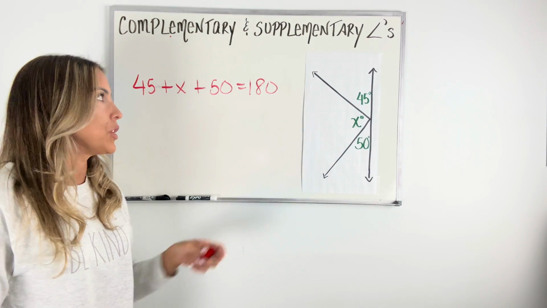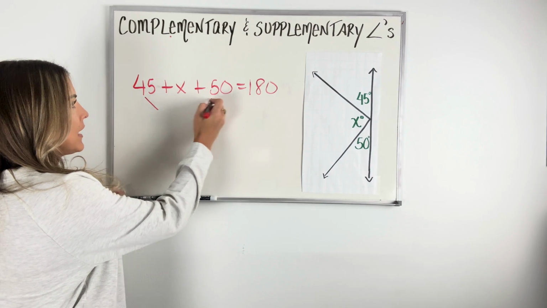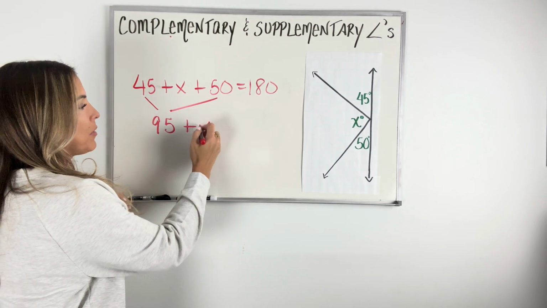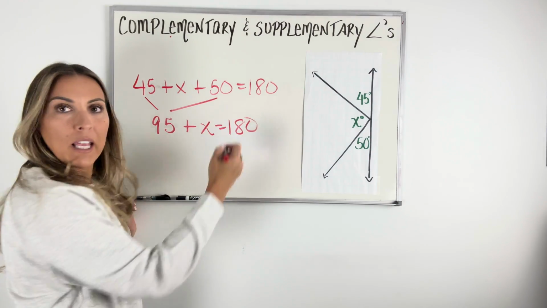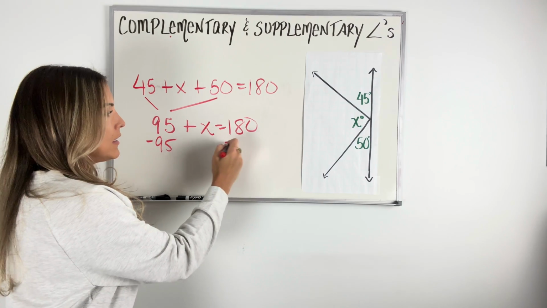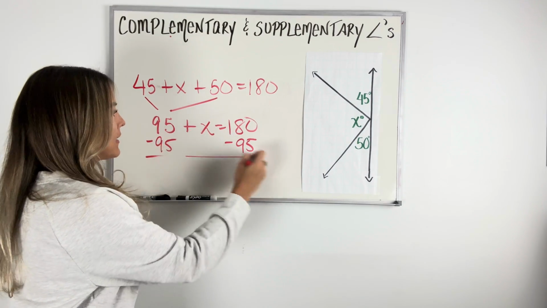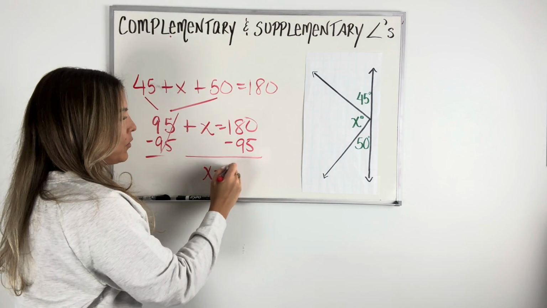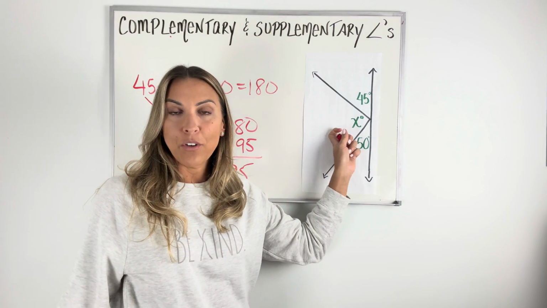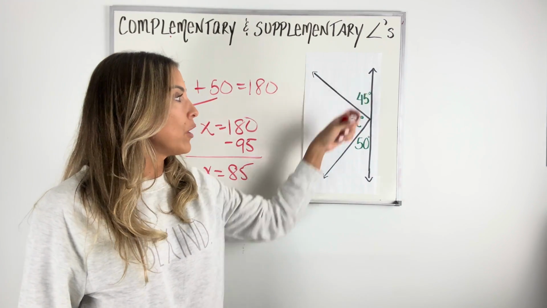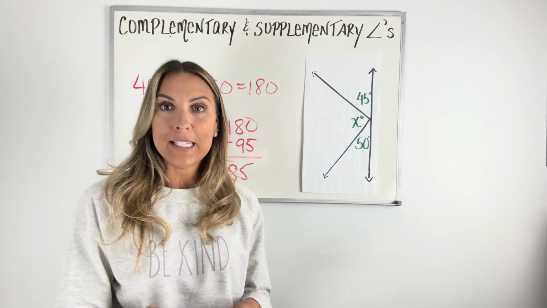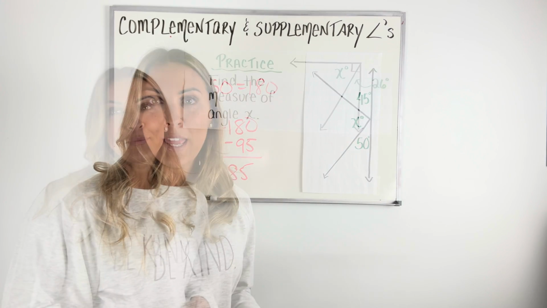They are all supplementary. All right, now I'm going to combine these like terms that I see, the 50 and 45. So now I have 95 plus X is equal to 180. We're just solving a one-step equation here, so we're going to subtract 95 from both sides to give us that X by itself. So we get X equals 85. So this angle in the middle here is 85 degrees. And do a quick check for yourself. 45 plus 85 plus 50 should give me that 180, since all three of those were supplementary angles.